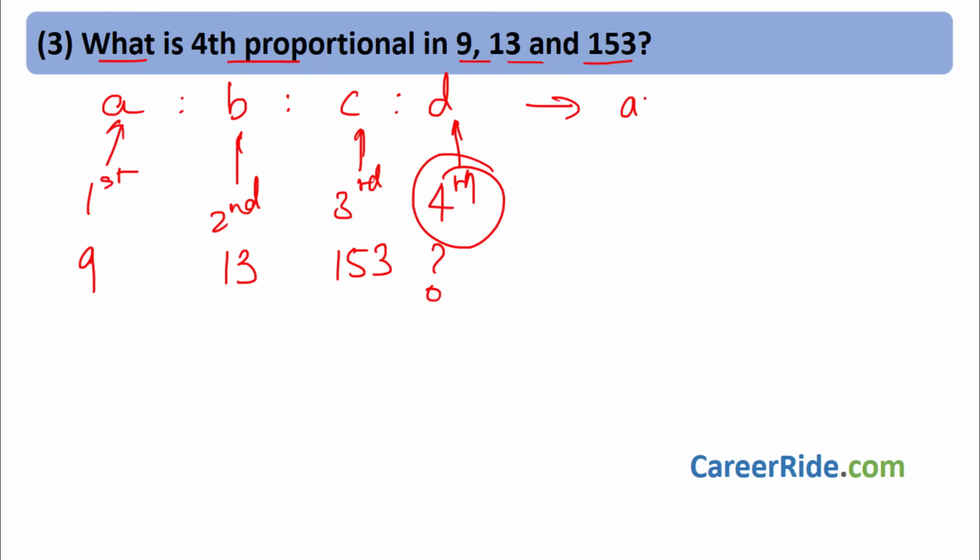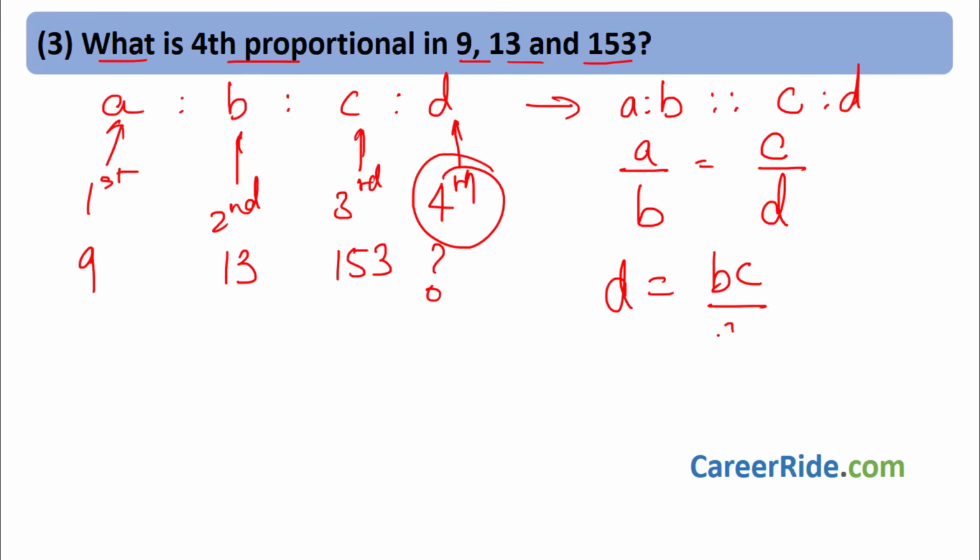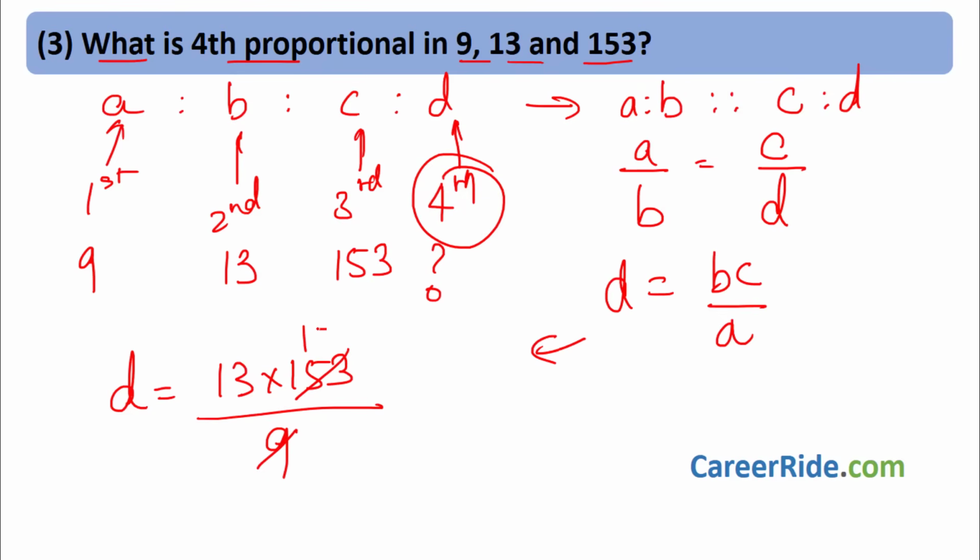Now this can be written as A is to B as C is to D. This is nothing but A upon B equal to C upon D, right? We have to find the fourth proportional, that is D. What is D? BC upon A, right? So let us solve. Value of D would be how much? B is 13 into 153 divided by 9. 9 ones are 9, 17s are, 17 into 10 is 170, 17 into 3 is 51. So 170 plus 51 is 221. The value of D, or the fourth proportional, is 221.